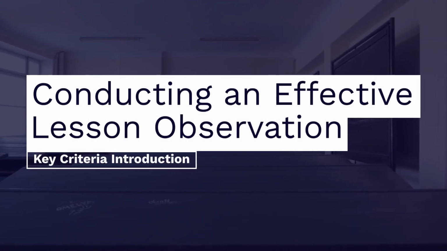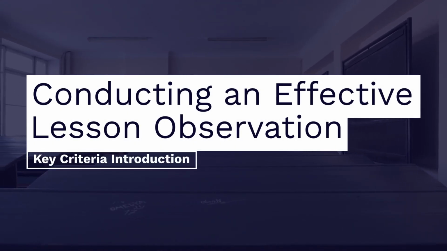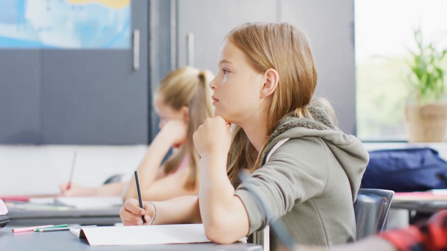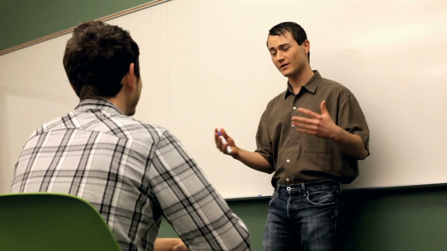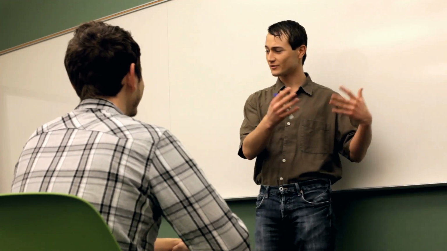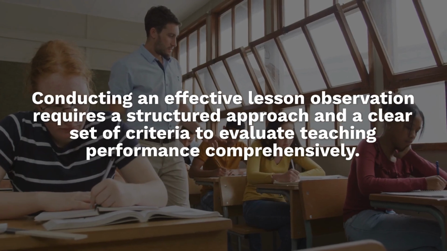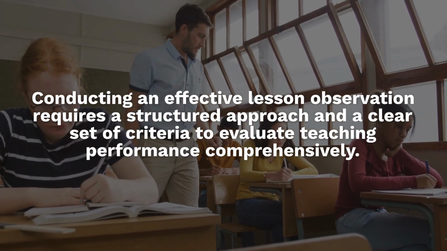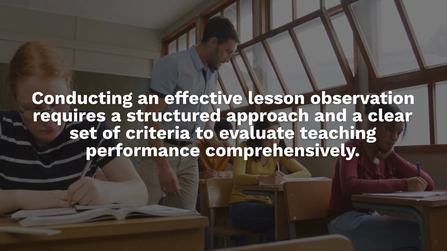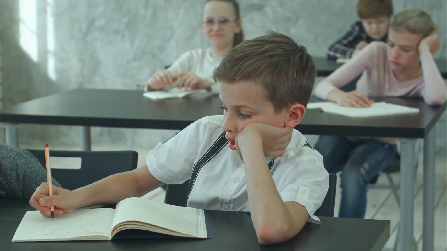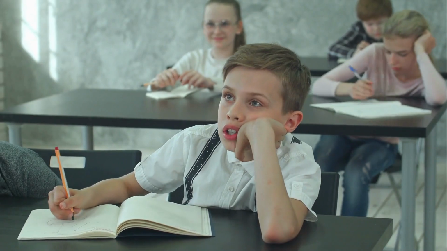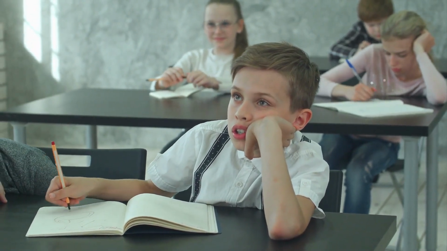Observation. Key criteria. Introduction. Lesson observations are an essential tool in the professional development of teachers, offering a framework for feedback and improvement in instructional practices. Conducting an effective lesson observation requires a structured approach and a clear set of criteria to evaluate teaching performance comprehensively. This essay explores the key components of effective lesson observations and the criteria that should be considered.